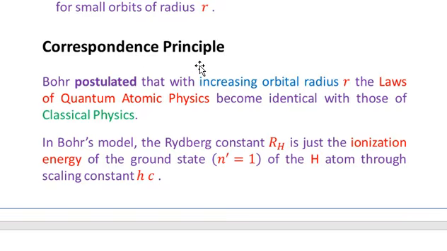So the correspondence principle: Bohr postulated that with increasing orbital radius r, the laws of quantum atomic physics become identical with those of classical physics.